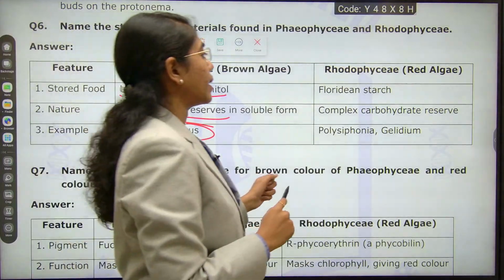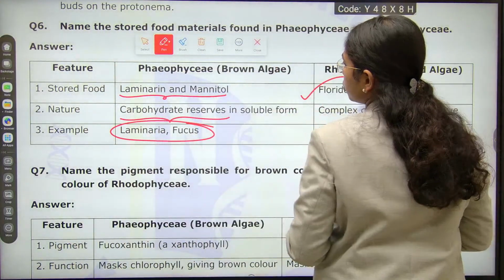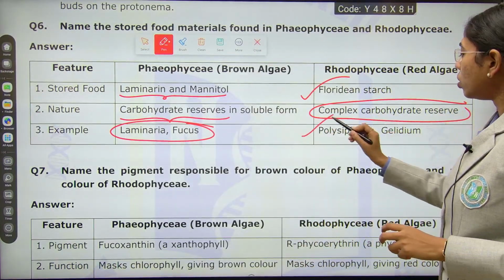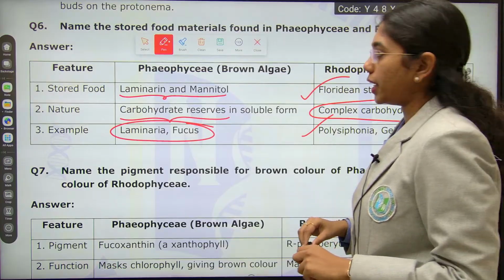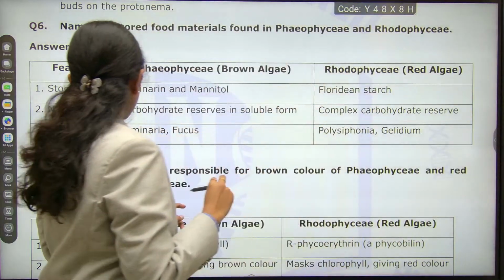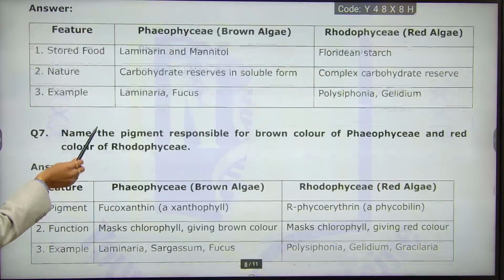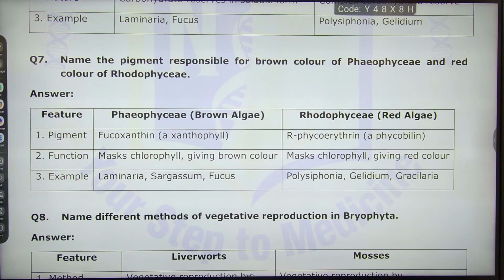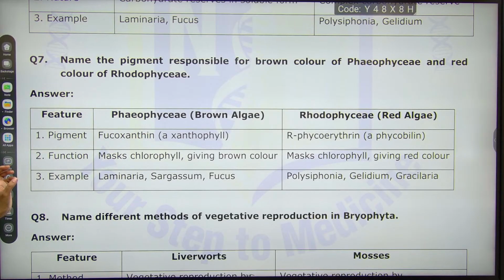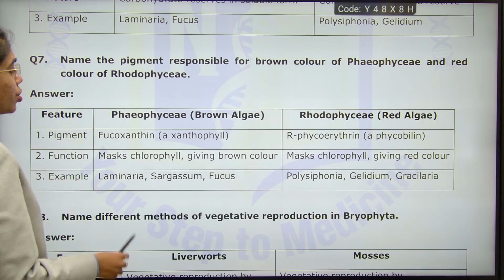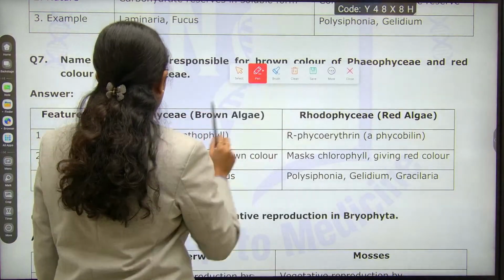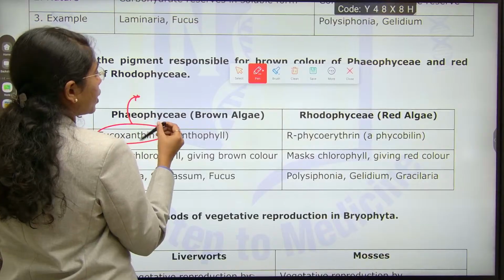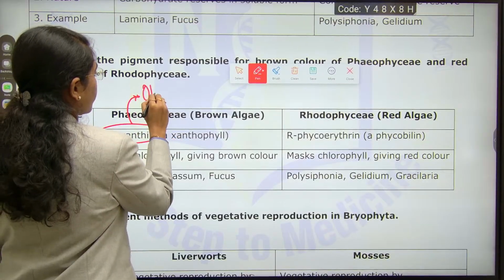In Rhodophyceae or red algae, Floridian starch is the stored food material. Nature is complex carbohydrates. Examples include Polysiphonia and Gelidium. Next, name the pigment which is responsible for brown color of Phaeophyceae and red color of Rhodophyceae. Brown color of Phaeophyceae is due to the pigment fucoxanthin. Fucoxanthin will give you olive green to various shades of brown color.